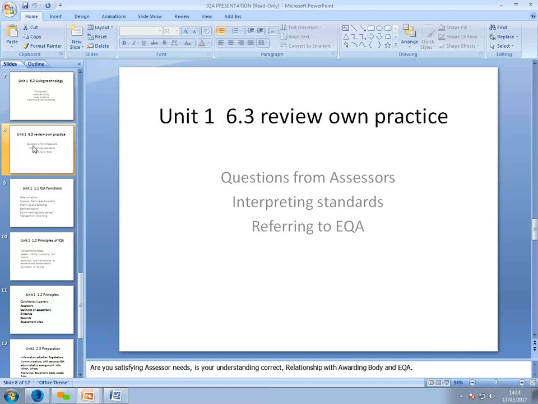Reviewing your own practice is questions for assessors about yourself, how you interpret the standards, and referring back to the awarding body or IQA of the awarding body when there are issues that can't be resolved.